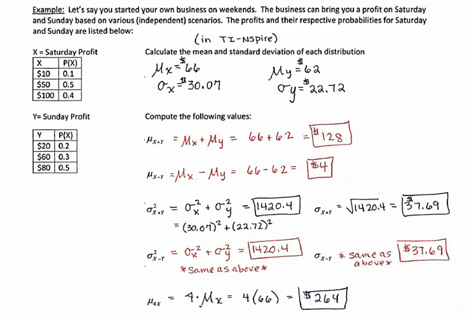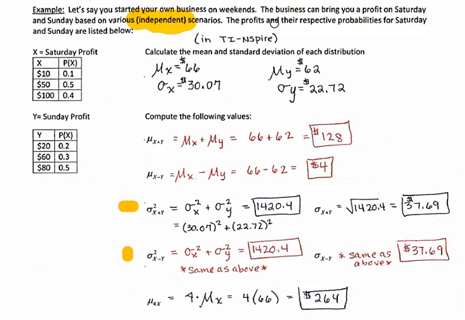So first off, let's say you started your own business on the weekends. The business can bring you a profit on Saturday and Sunday based on various independent scenarios. Now, the first thing I see is that word independent. That's very important because as long as your variables are independent, you are allowed to combine the means, but more than that, you're allowed to combine variances and standard deviations. In general, independence is required to combine variances and standard deviations, but it is not required for means.